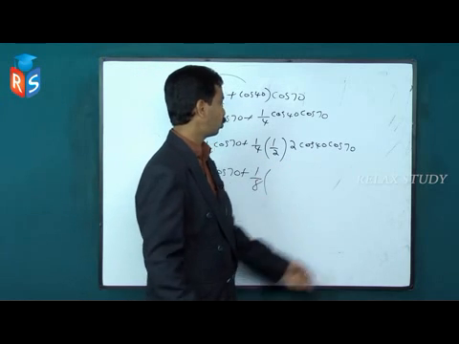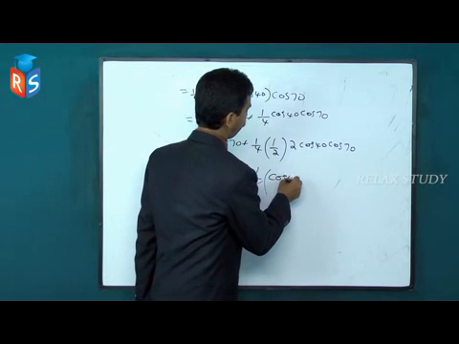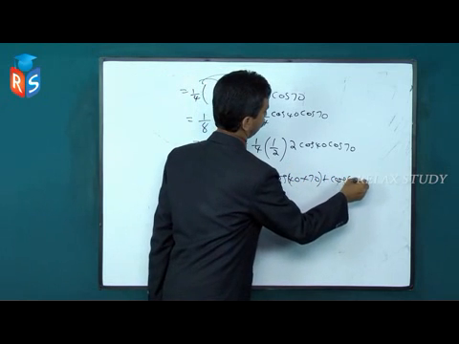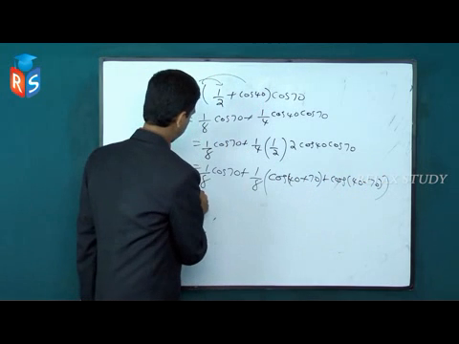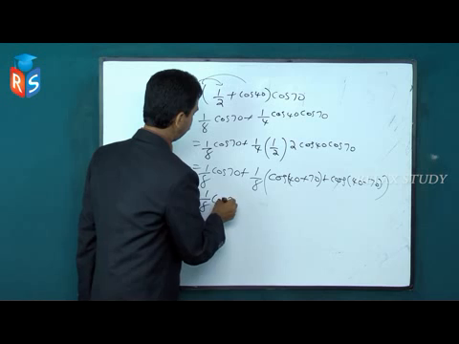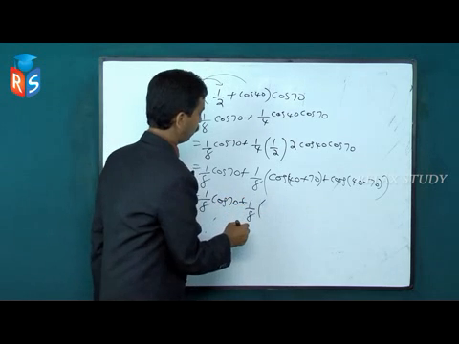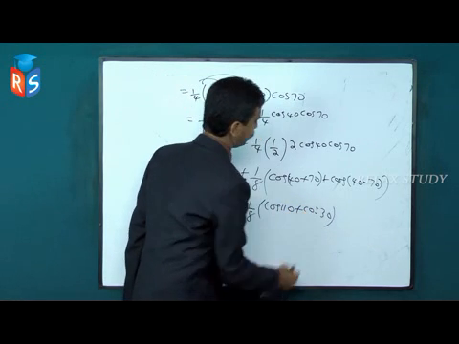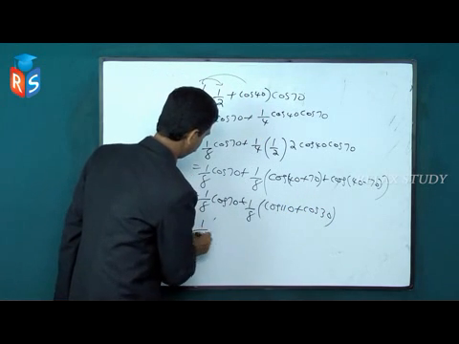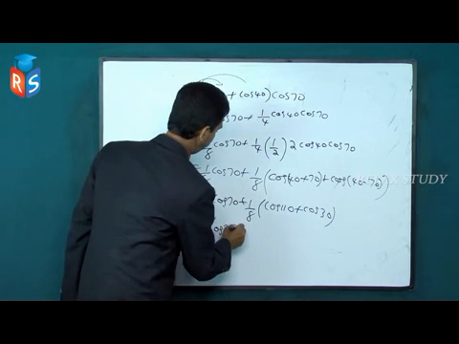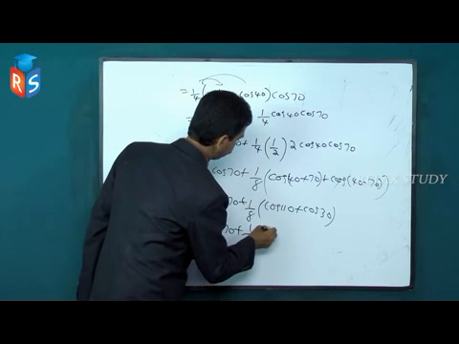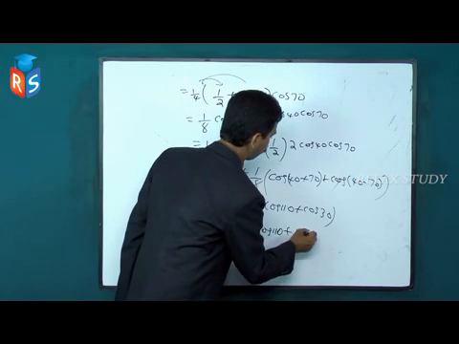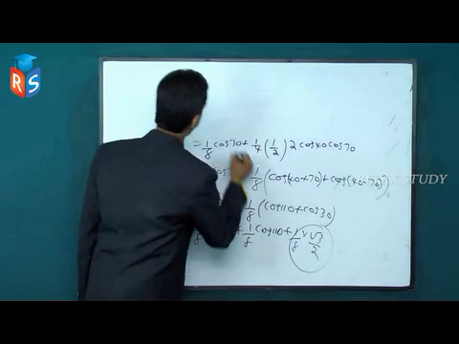Applying the result 2 cos A cos B = cos(A+B) + cos(A−B), the answer is 1/8 cos 70 + 1/8 cos 110 + 1/8 cos 30, since cos(−θ) is cos θ. We know cos 30 is root 3 by 2, so this is root 3 by 16.